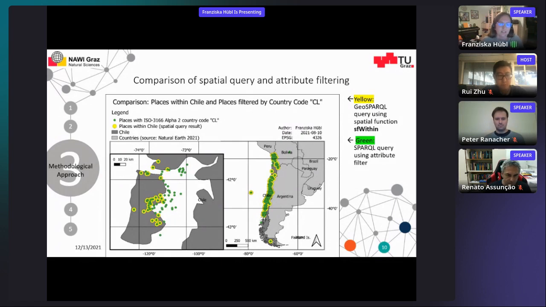These points are highlighted in yellow. The result of the second query, using an attribute filter, is shown in green. It also includes points surrounding the coastlines of Chile. So within the data set, we also have the information of a country, but it's not a spatial one. So it's just attribute filtering. But depending on the defined questions to be answered, both options of querying are possible using the geo-knowledge graph as a basis.